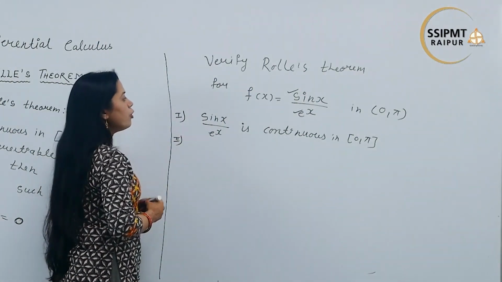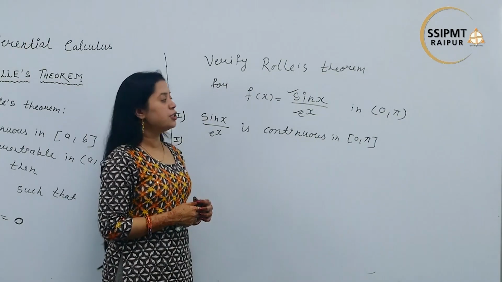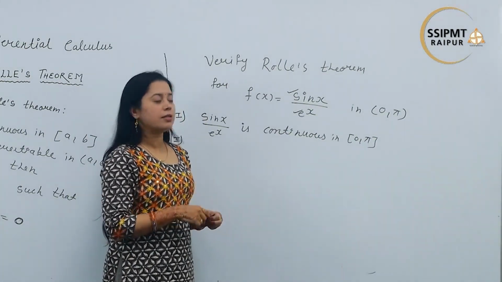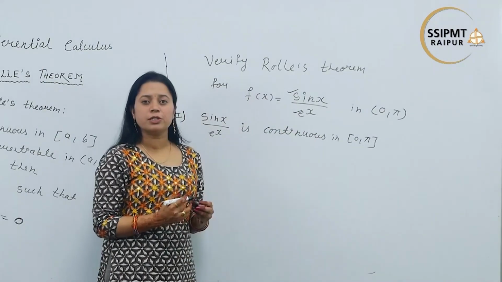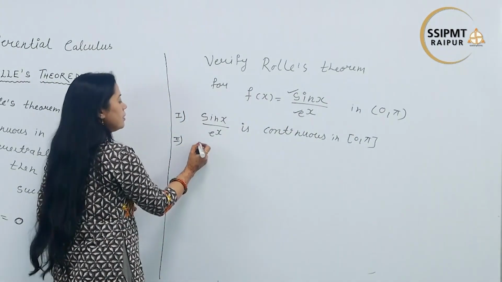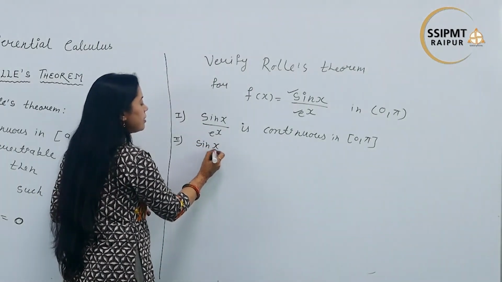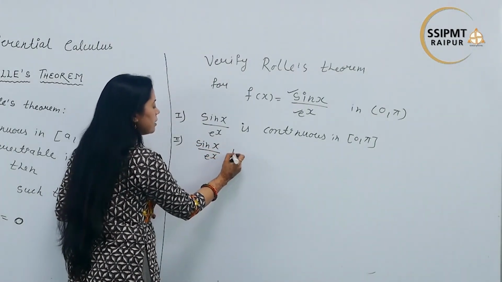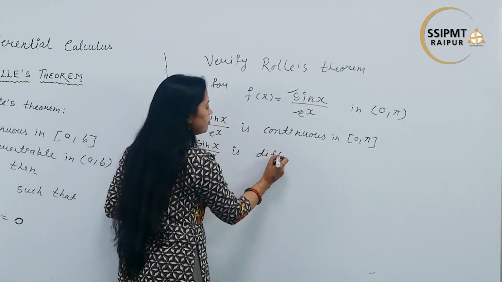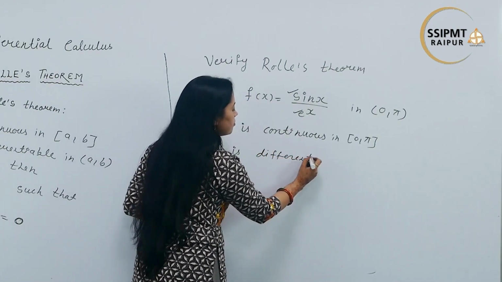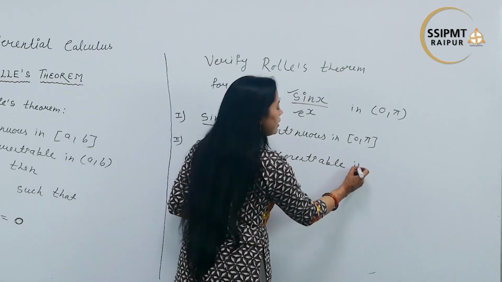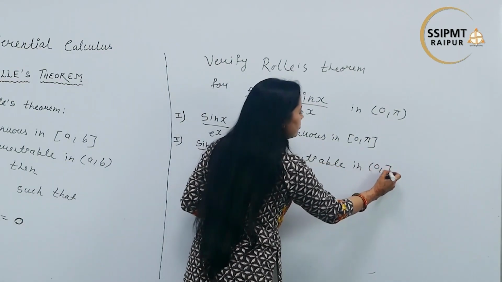Similarly, we all know that sin x is differentiable in the range 0 to pi, as well as e to the power x is also differentiable in the range 0 to pi. Therefore, sin x upon e to the power x is differentiable in the range 0 to pi.